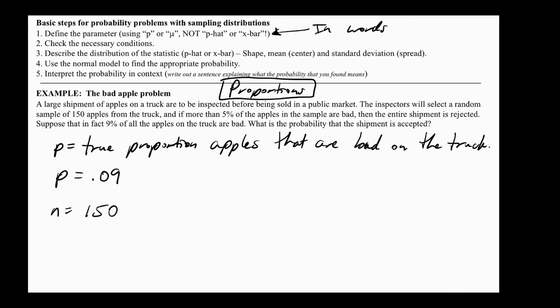They're asking if it's accepted or rejected. So if it's accepted, what has to be true? Yeah, it has to be less than or equal to 5%, so 0.05. That's what I'm trying to answer. But there's some things I've got to do before I can answer that. So the first one is conditions and assumptions.